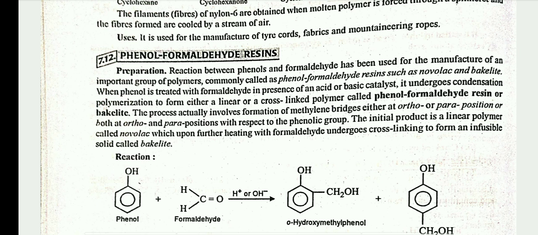The process actually involves formation of methylene bridges either at ortho or para position or both at ortho and para positions with respect to the phenolic group. The initial product is a linear polymer called Novolac, which upon further heating with formaldehyde undergoes cross-linking to form an infusible solid called bakelite.